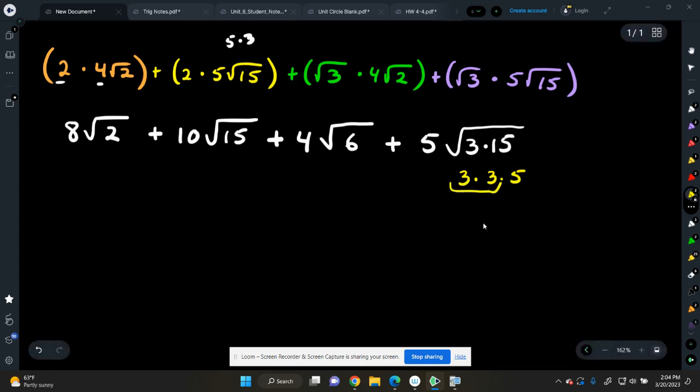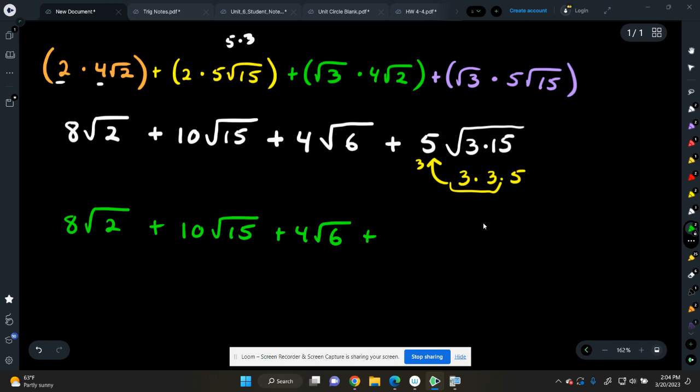And then the 3's are going to come off the train. We're going to put the 3's up there. Right? So what am I left with here? Okay. So we get 8 root 2 plus 10 root 15 plus 4 root 6 plus 15 square root of 5. None of these are like terms. We cannot combine them. That's our final answer.